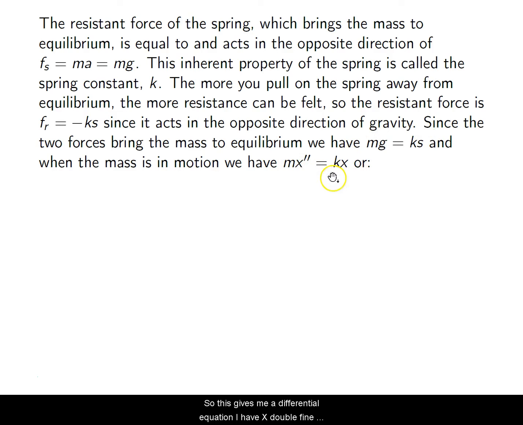equal. So all I'm doing is changing my static value to my dynamic value, right? So this gives me a differential equation. I have x double prime, right? And I have my x function. In this case, they are changing over time. So this is my differential equation, right?